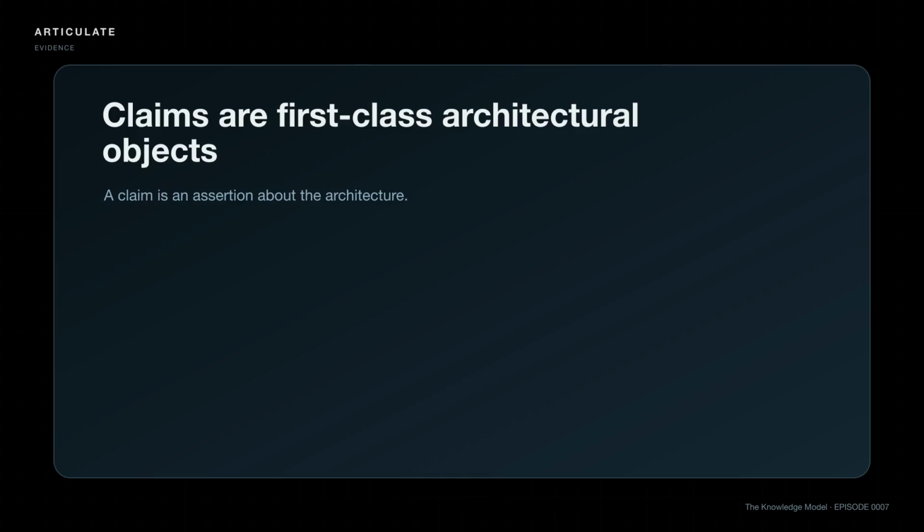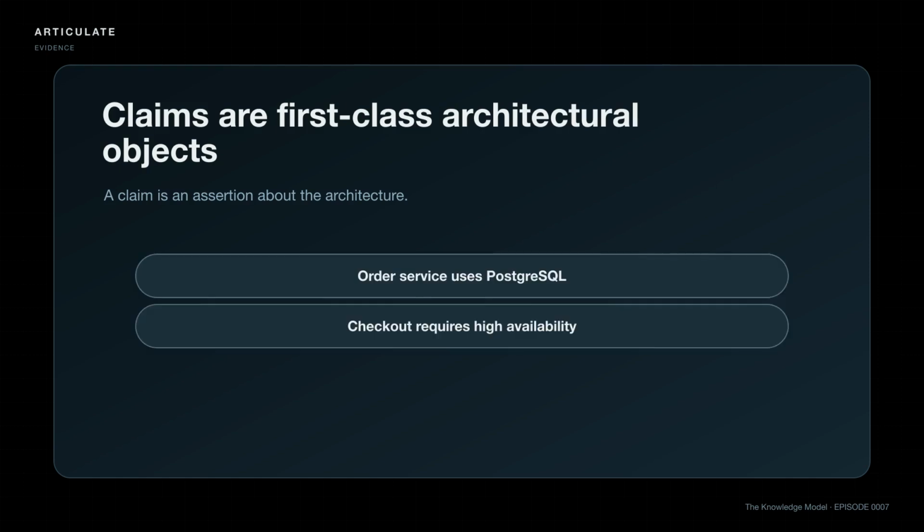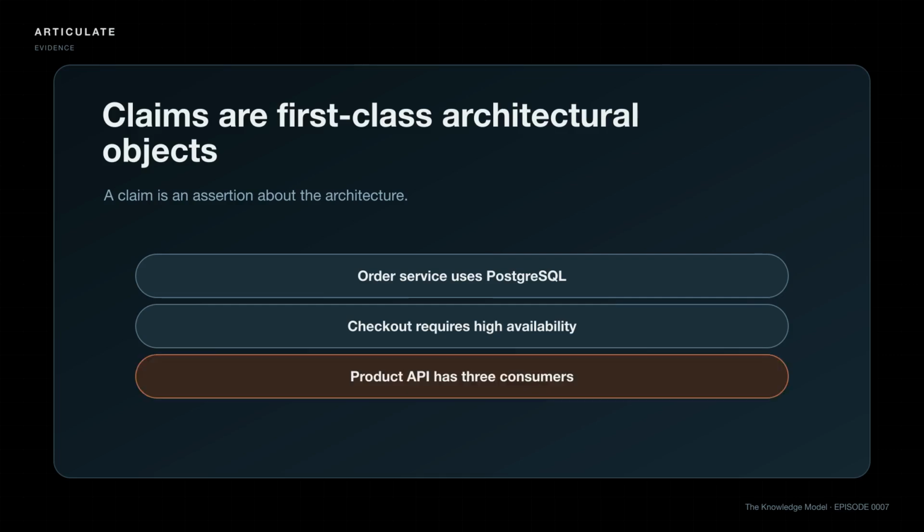The more I explored the problem, the more I realised that almost everything we know about architecture can be expressed as a claim. A claim is simply an assertion about the architecture. For example, order service uses PostgreSQL. Checkout capability requires high availability. Product API is consumed by three downstream systems.